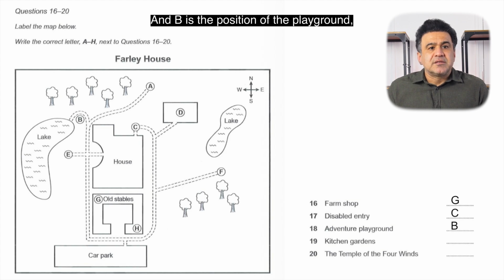And B is the position of the playground, which is on the bend of the path to the lake.